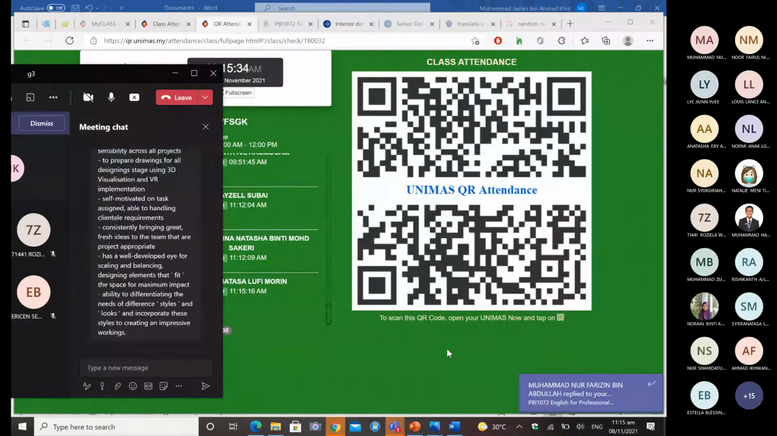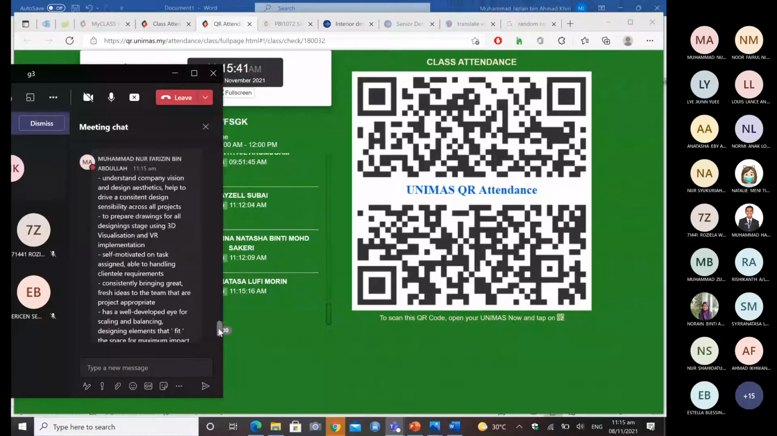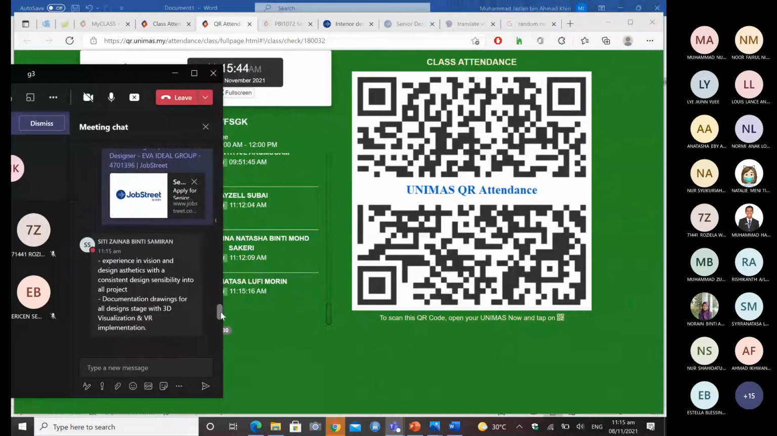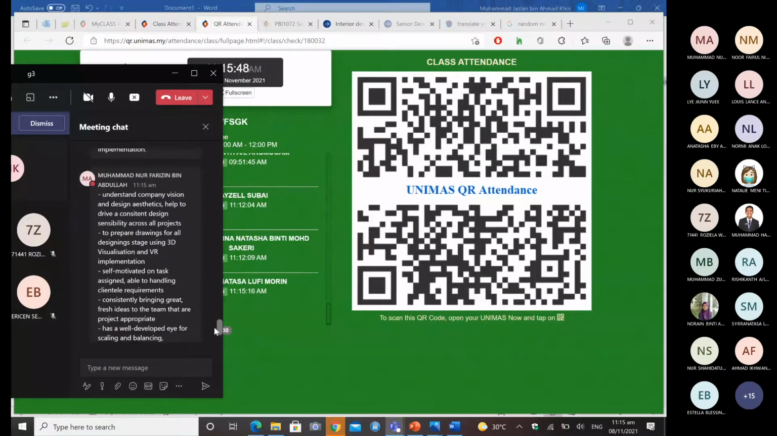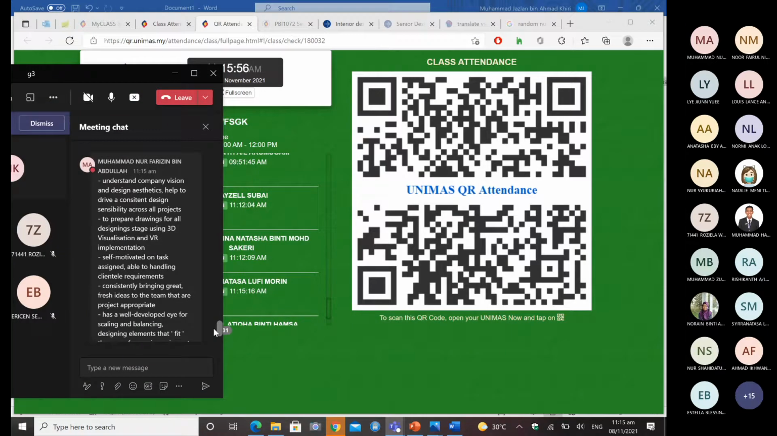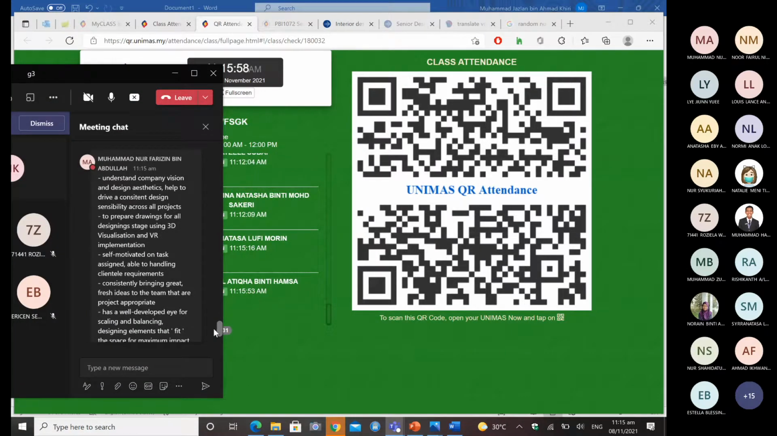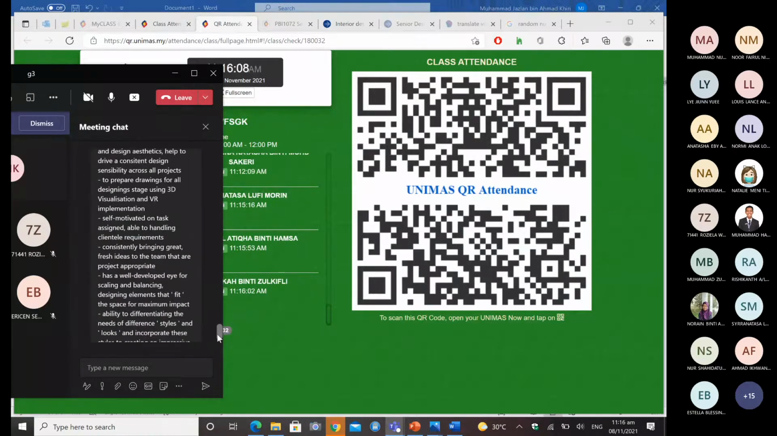Siti Zainab, experience is okay as a verb, but the second one over there, documentation, is a noun, that's not a verb. Okay, what does Farizin say? Understand, correct. But the second one, to prepare, is not in parallelism, no Farizin. The third one is okay. Consistently bringing grade, no. Nope, still not parallelism. Okay, thank you Farizin. Thank you for trying.